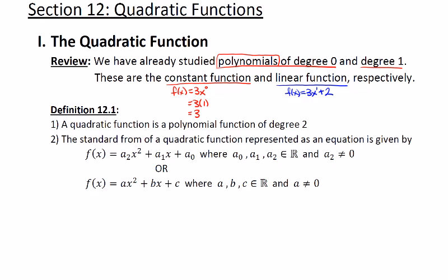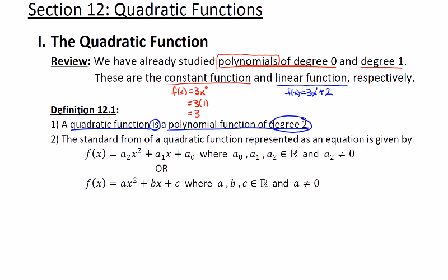So the quadratic function is going to be 1 degree higher than what we've already studied. Degree 0, degree 1, it's going to be degree 2. So definition 12.1 points that out. It says a quadratic function is a polynomial function of degree 2. As I said earlier, we're going to focus on the polynomial definition in section 13. What I want you to take away from this is that a quadratic function is a degree 2 equation. We'll get more on the polynomials later.